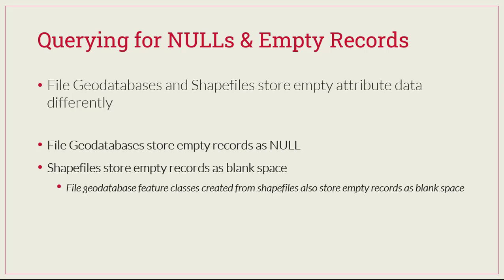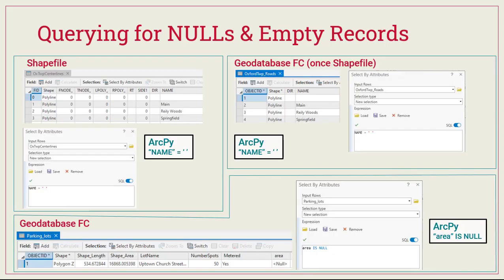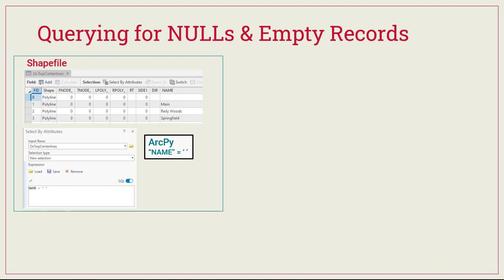And you can easily see this. Just open up your data set quickly in ArcPro, open up the table, and you'll be able to see if an empty field has a null inside of it or just has blank space. So we're going to talk through how you would query for these nulls and empty records in the shapefile data model, in the geodatabase feature class that used to be a shapefile, and also within a geodatabase feature class. But this slide's a little busy, so we're going to pare this down and just work with them one by one. Here's our shapefile. We have a shapefile that's Oxford Township center lines here.